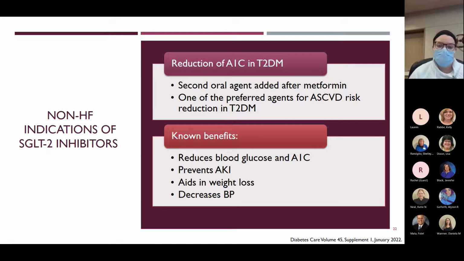Other known benefits of these medications are a reduction in blood glucose and A1C. So if you do by chance have a patient that is struggling with meeting those goals, this would be just an added reason to consider one of these medications. In the long run, they do prevent AKI, they provide renal protection, and they aid in weight loss and blood pressure reduction.